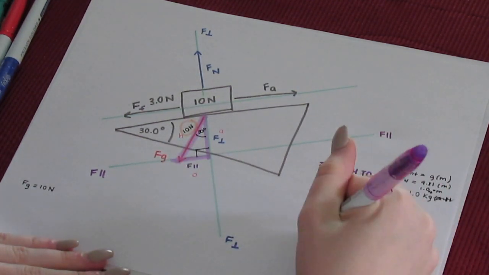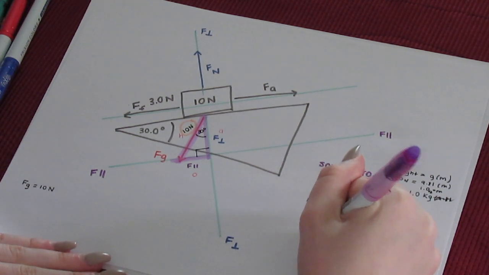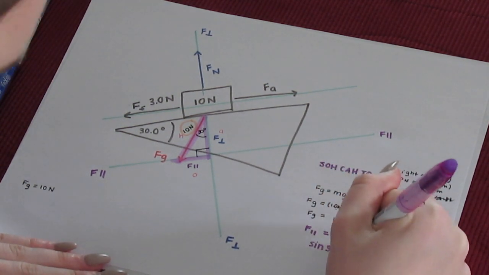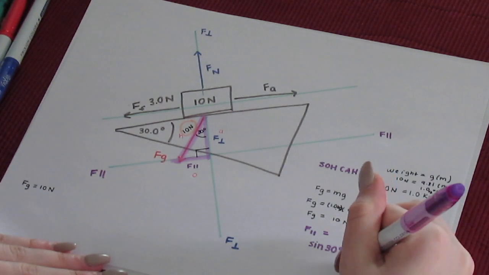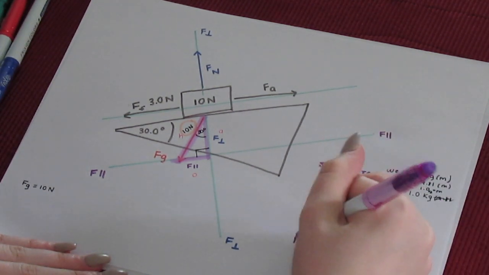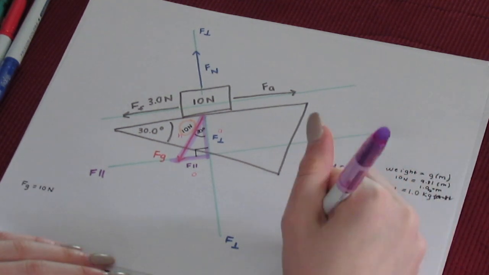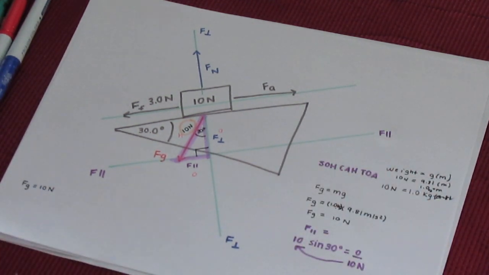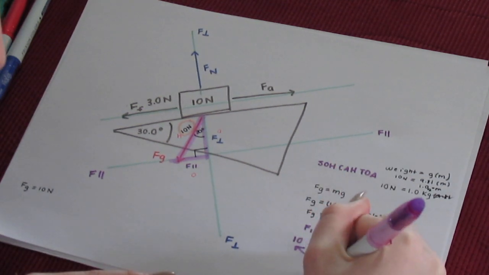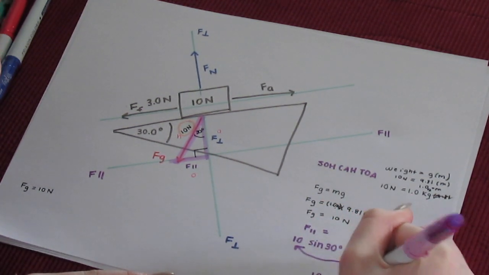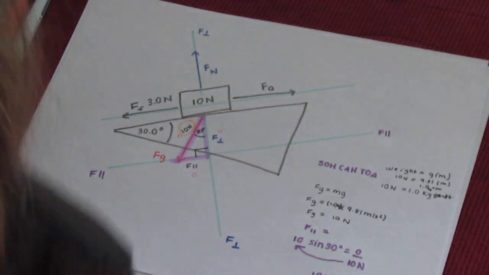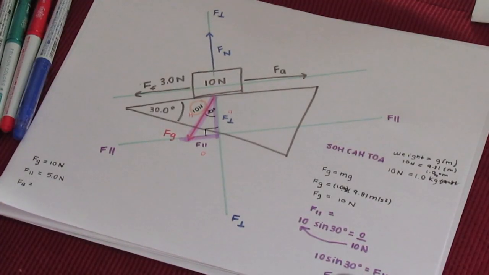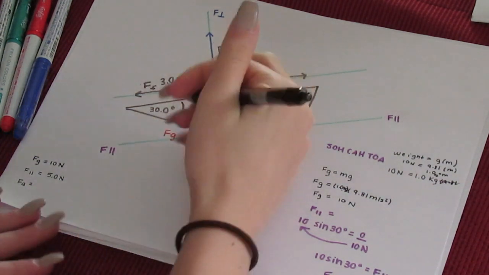So we have sine of 30 degrees equals our opposite over our hypotenuse, which is 10 newtons. So we have 10 sine 30, equals our force parallel. Now I'm going to go grab my calculator and do that. By plugging 10 sine 30 degrees into my calculator, F parallel equals 5.0 newtons. So I'll write that down here.